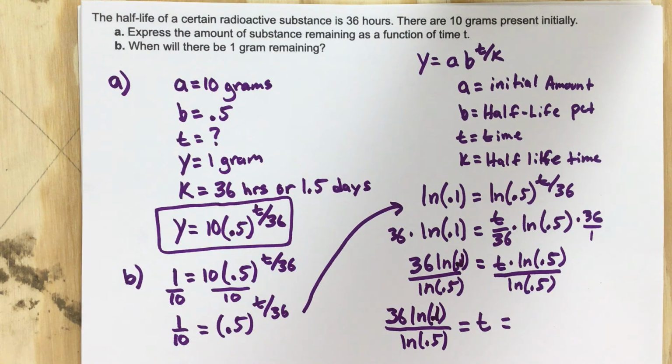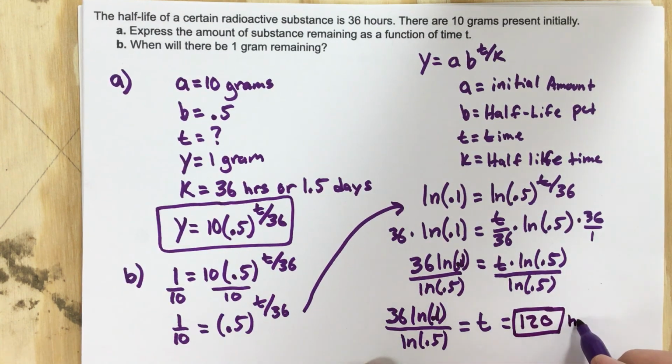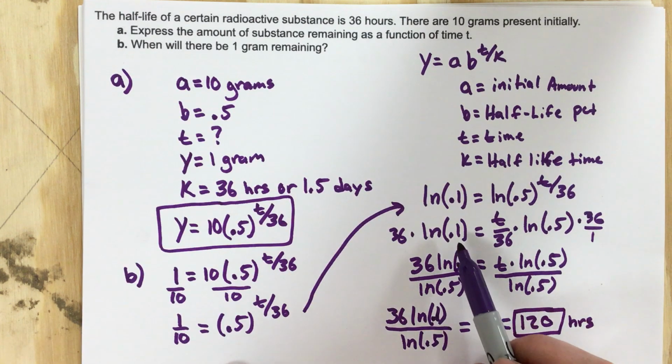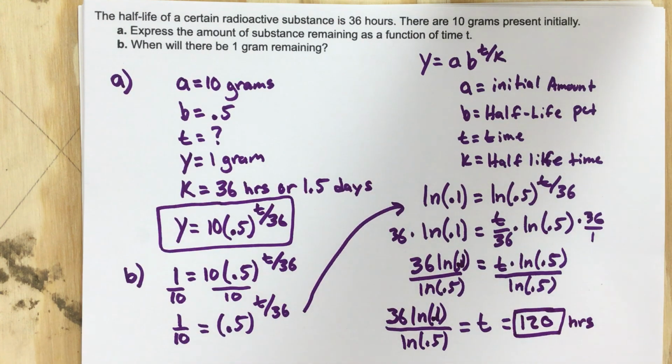So 36 natural log 0.1 divided by natural log of 0.5, and we end up with 120 when we round it up. It's 119.5, but we rounded it up to 120, and that'd be hours. So this is 0.1, just keep that in mind. I kind of screwed that up as I went down because I missed it right here when I wrote it. I put 0.1 there, but it didn't show up very well. Hope that makes sense.